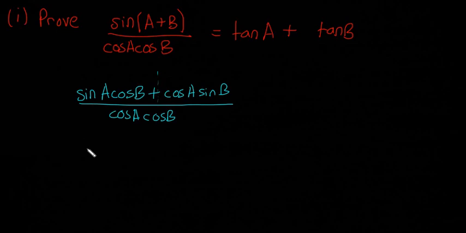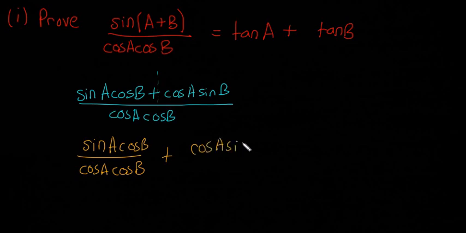We just write sine of A cos of B, all divided by cos of A cos of B, plus cos of A sine of B, all divided by cos of A cos of B. So just write each individual one here as its own fraction. That's just going backwards. If you saw this in front of you, you could move it into that, and the same way, you can go backwards to bring it into this form here, if it suits better.